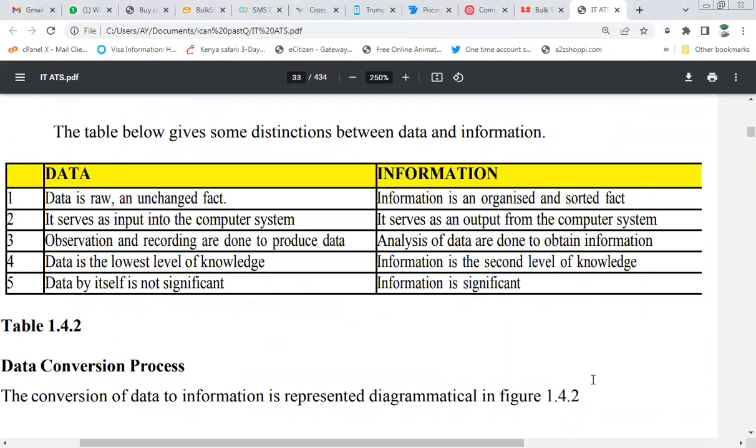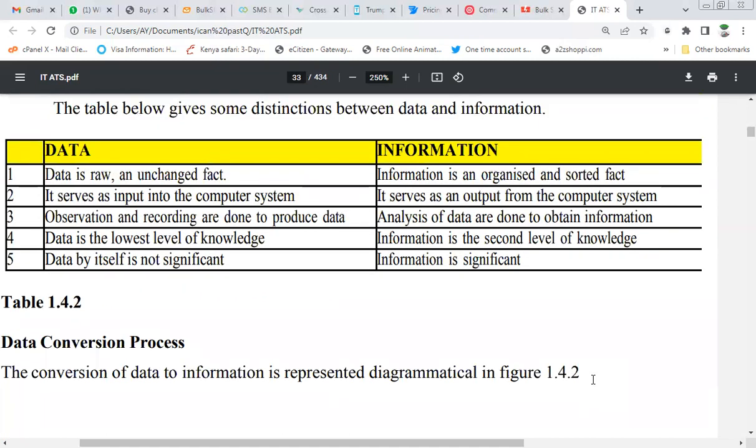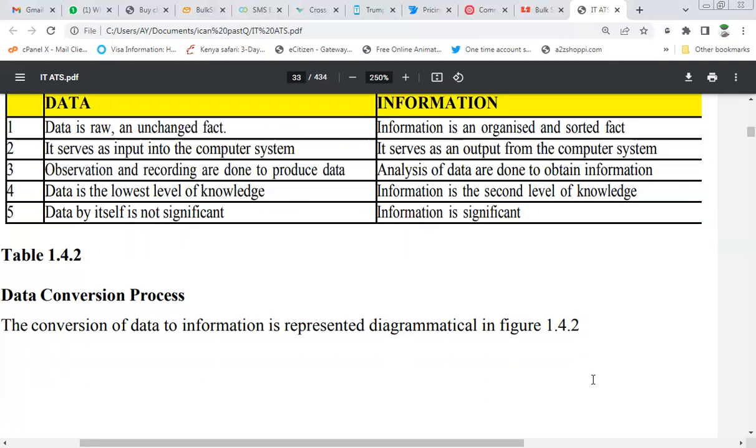So let's continue. Data conversion processes. The conversion of data to information is represented diagrammatically up here. So data is raw and unchanged facts. Information is organized and sorted facts. So when they ask you in the examination the distinction between data and information, these are your table. Number two, data serves as input into the computer system. Information serves as output from the computer system. Data observation and recording are done to produce data. Information analysis of data is done to obtain information. Data is the lowest level of knowledge. Information is the second level of knowledge. Data by itself is not significant. Information is significant.